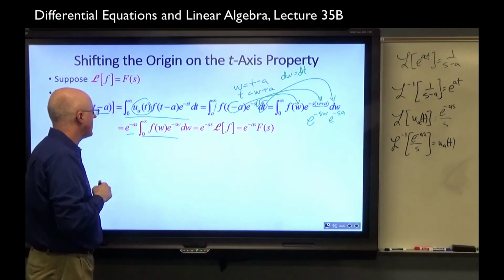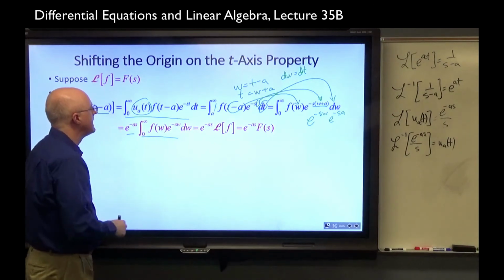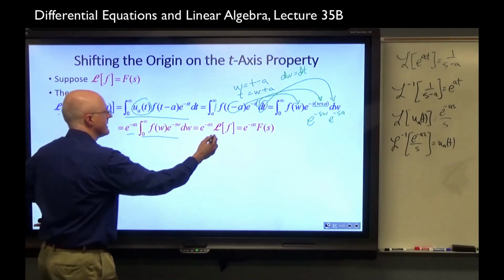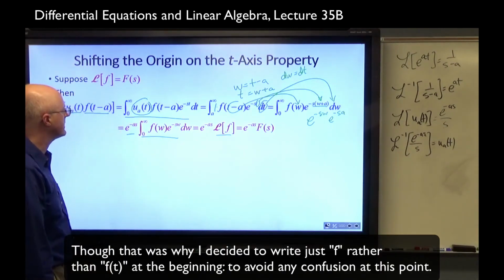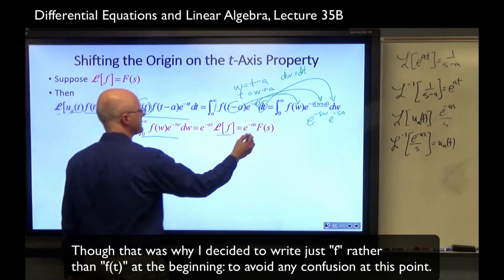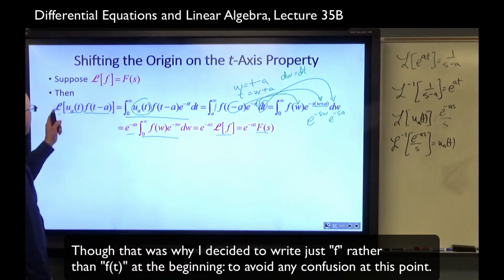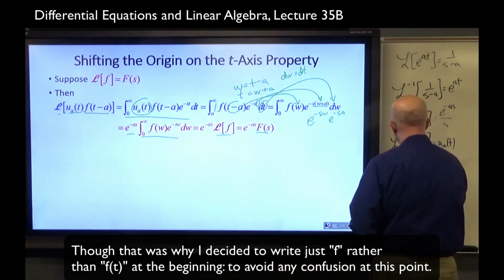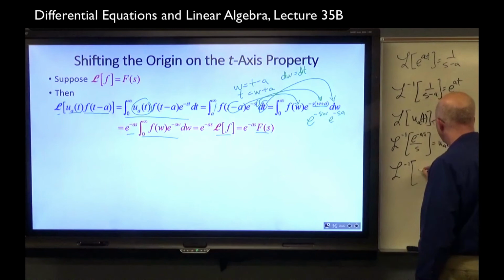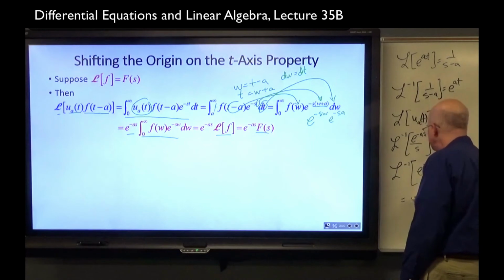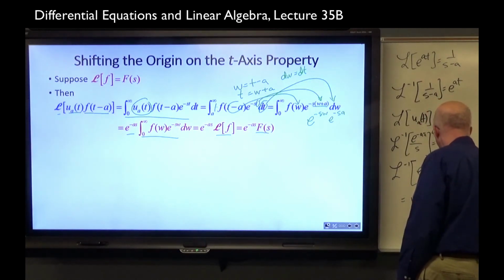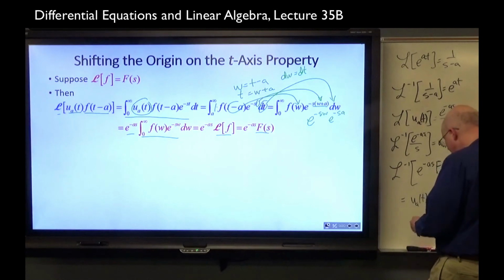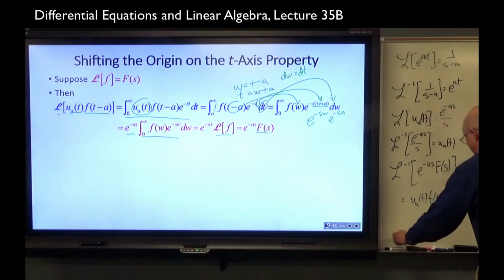Integration variables are sometimes called dummy variables. It doesn't matter what they are. W and w and w instead of t, t, and t. This is still the Laplace transform of little f. Doesn't matter that I'm calling my variable of integration w, which I'm assuming to be capital F. So the Laplace transform of this is that, and therefore the inverse Laplace transform of a function of the form e to the negative as capital F of s is ua of t times little f of t minus a, where you're assuming in this that the Laplace transform of little f is capital F.